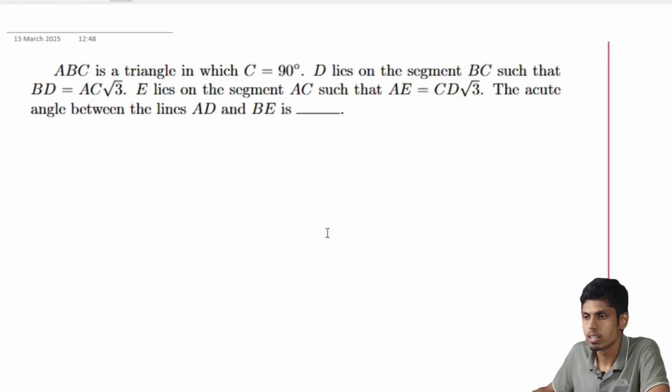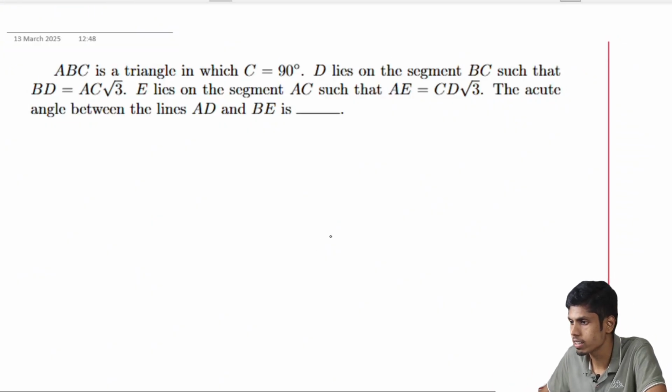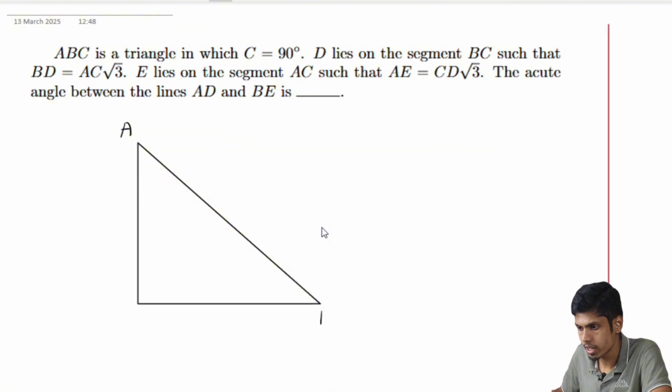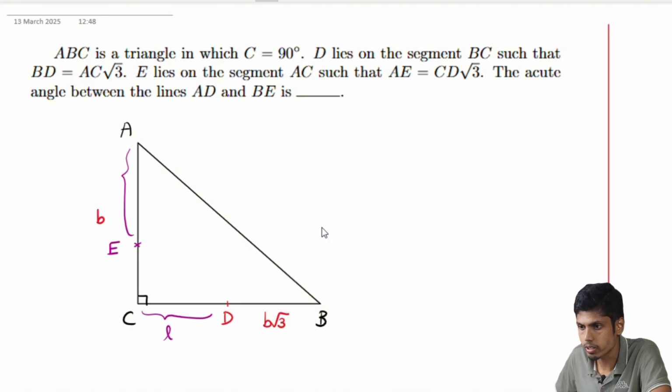Here is the question. ABC is a triangle with angle C being 90 degrees. The triangle is right angled at C as shown, so the hypotenuse is AB. There is a point D on the segment BC and BD equals AC root 3. Let's take AC as b and BD will be b root 3. Point E is chosen on the segment AC, so let's consider E over here. If you take the length of CD to be L, then AE is L root 3.